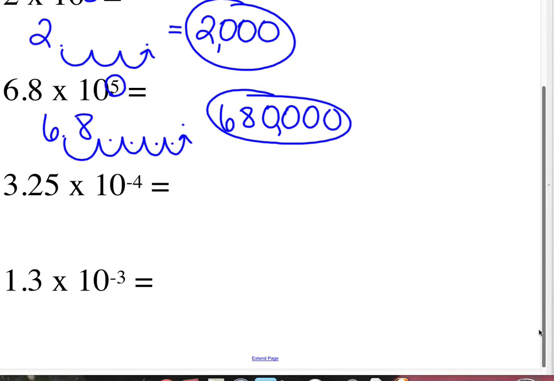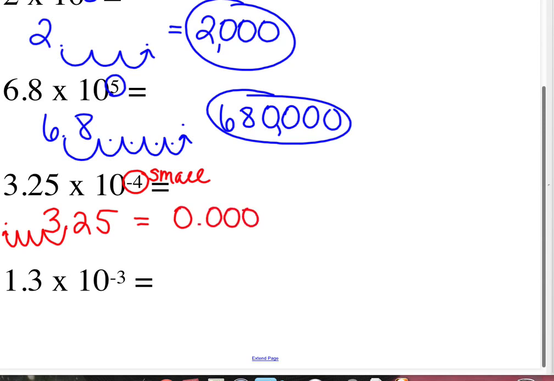3.25 times 10 to the negative 4. Uh-oh. There's the number they give you. Now, 10 to the negative 4, that's going to be a microscopically small number. Decimal's going to move to the left 4 jumps. 1, 2, 3, 4. Bang, it lands there. So it's going to be 0.0000325. As I said, that's a very microscopically small amount.